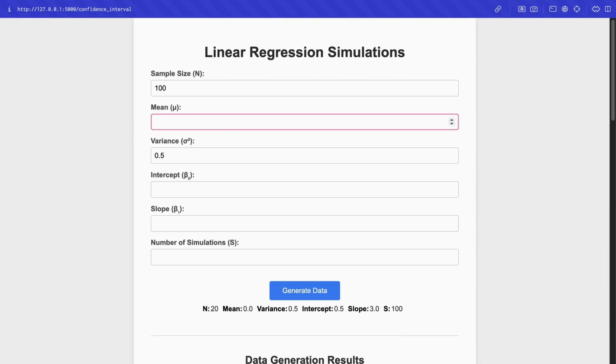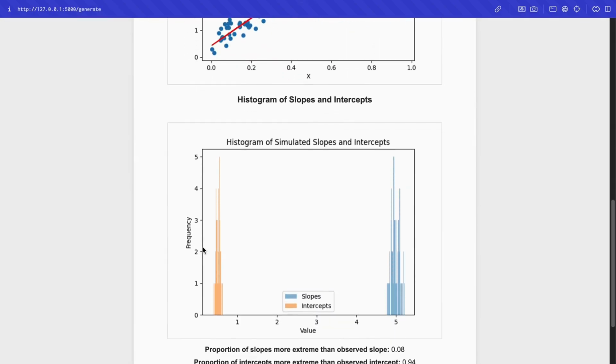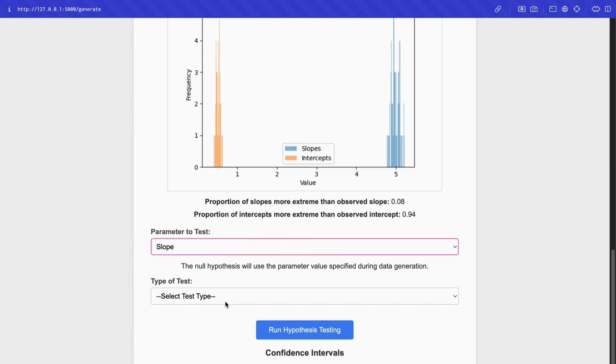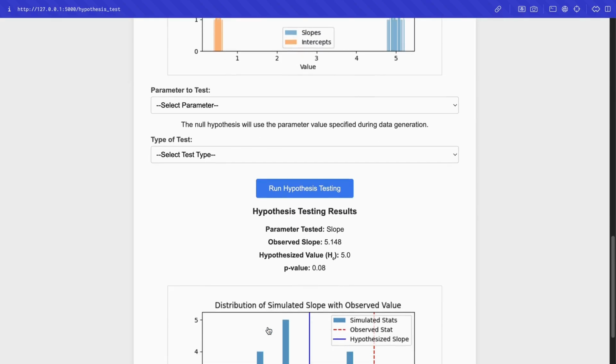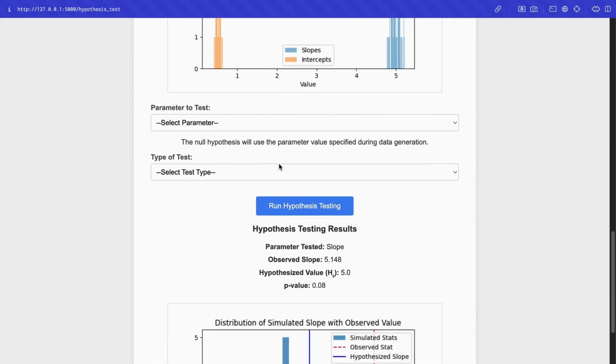Now we will look at an input with a high slope and low variance, which will lead to a very predictable relationship. You can see that there is a low p-value for the slope. The distribution in the histogram indicates that the slope does not strongly deviate from the observed slope, indicating a fair amount of alignment with the hypothesized model.